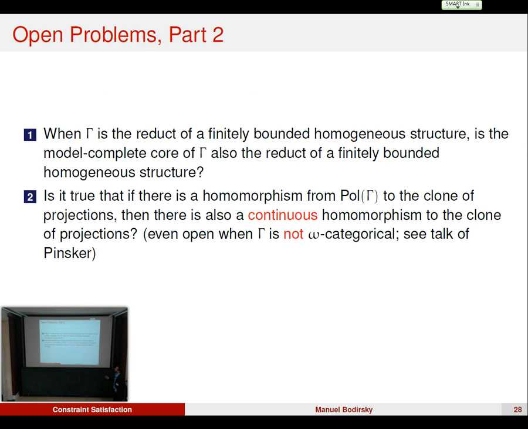So is it true that if you have any homomorphism to the clone of projections, you also have a continuous one? Is this always true? This will be the topic of Michael's talk also. When can we get rid of the topology? When is the algebraic structure of the clone determining the topology? This will be Michael's talk.